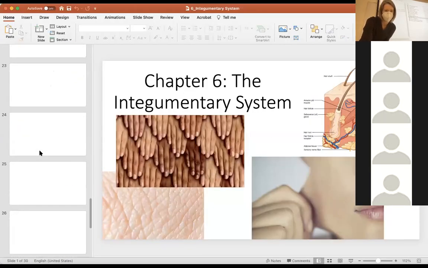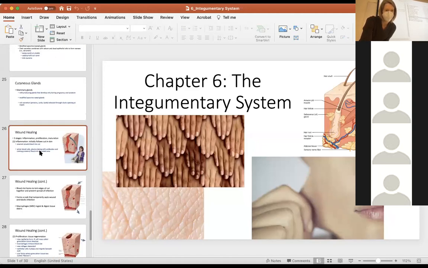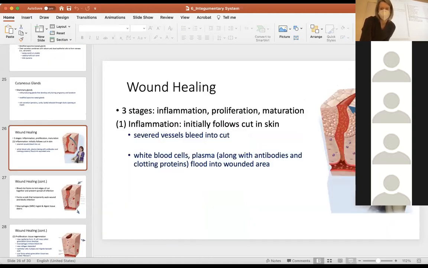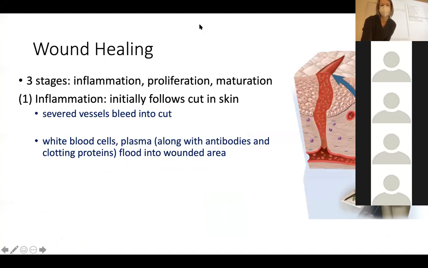Okay, where were we? We're all the way to the end talking about wound healing, how wounds actually heal.